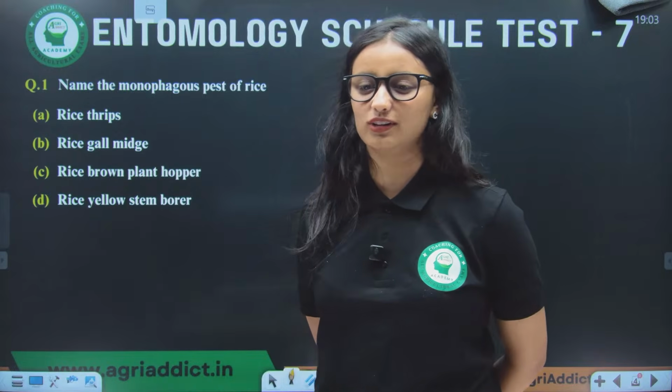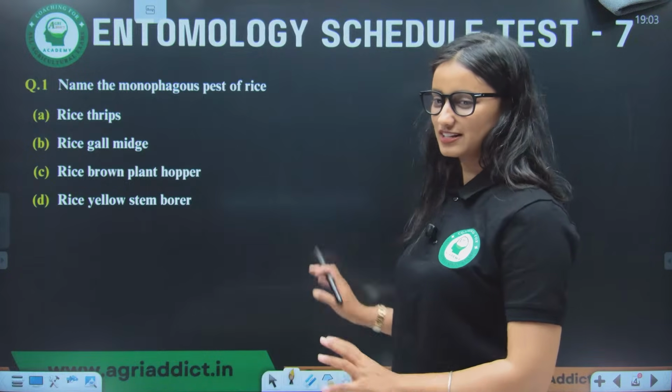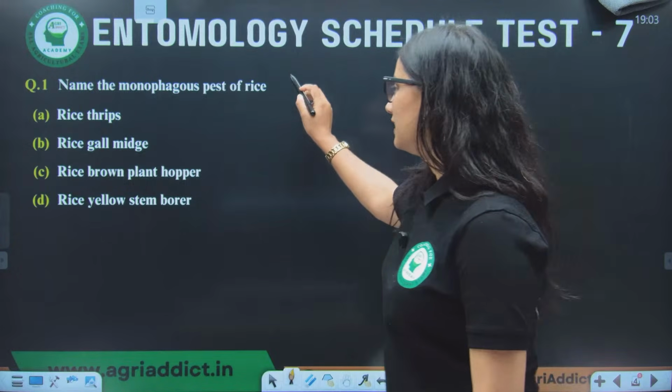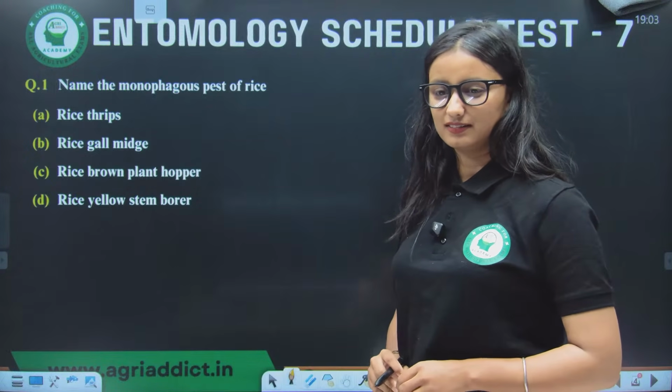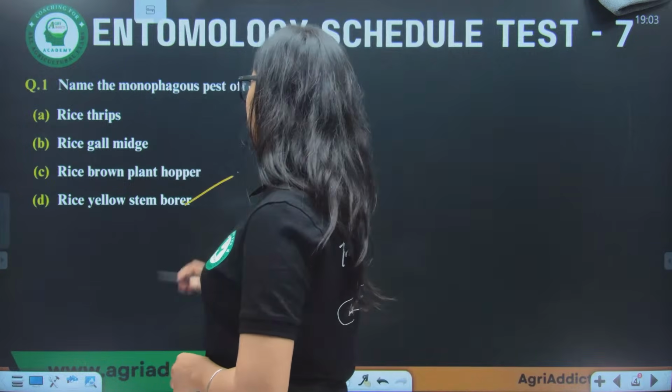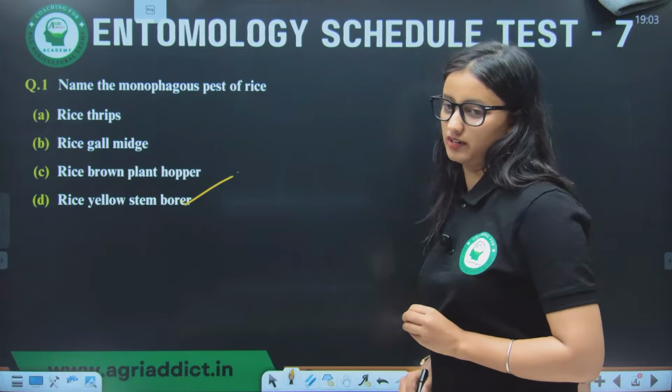Okay, so let's move to the first question. Name the monophagous pest of rice. Okay, D is the correct answer: rice yellow stem borer.